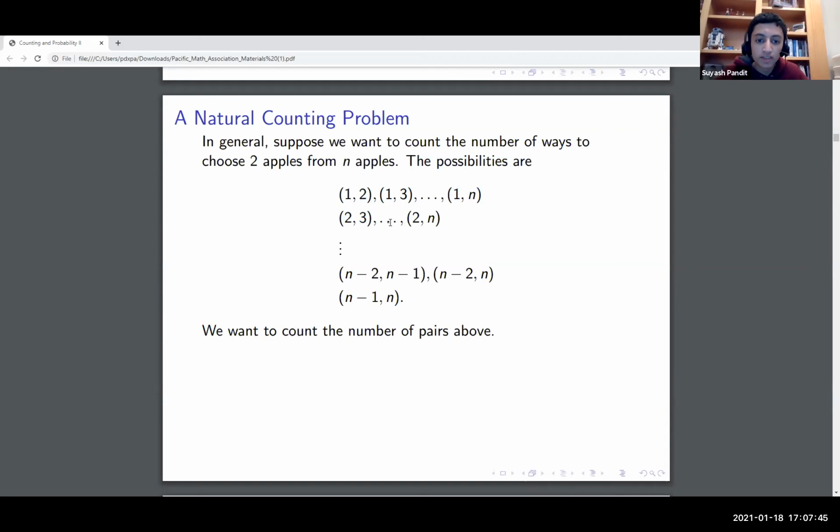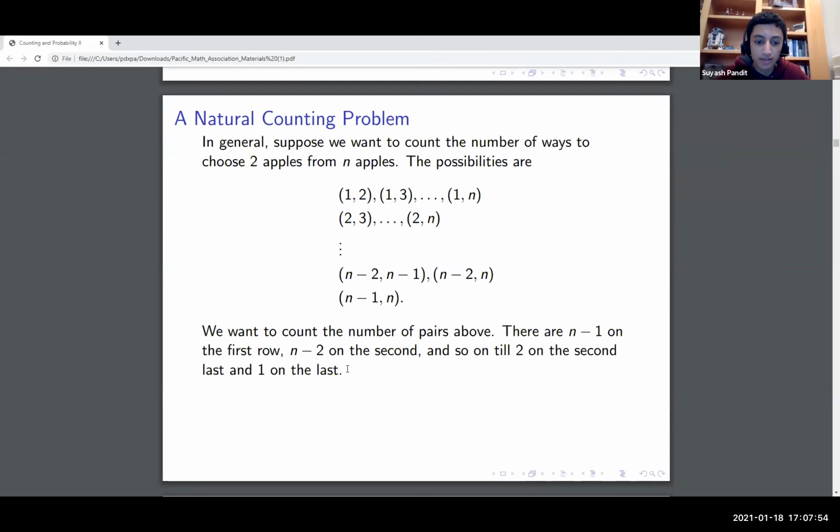For 2, well, it's going to be n minus 2, right? Because it's the same as 1, except you can't pair it with 2. That's going to be n minus 2. For 3, it's going to be n minus 3. And so on until 2 in the second to last row and 1 in the very last row. Now, in general, for the row k, you'd have n minus k apples. So this is n minus 1, n minus 2, and then n minus n minus 2, which is just 2, and n minus n minus 1, which is just 1, okay?